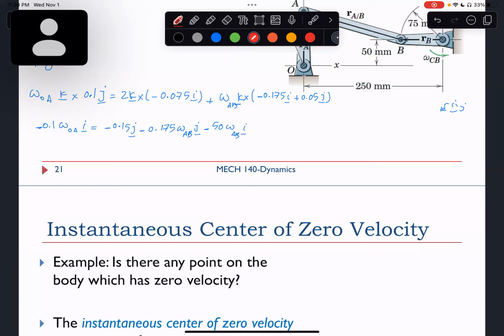Now I have two unknowns here. One is omega AB and the other one is omega OA. Do you know how I can find that? The idea is that because this is a vector expression, you can match the coefficients of the I and J terms, right? And that will give you two equations.